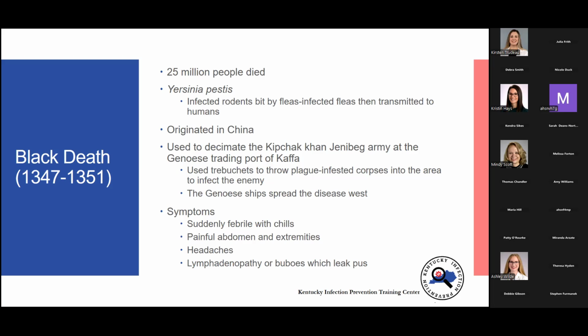So they used these trebuchets to throw plague-infested corpses into the area to infect the enemy. And then the Genoese ships spread the disease west. Some of the symptoms of this were suddenly febrile with chills, painful abdomen and extremities, headaches, lymphadenopathy, and then these buboes that leaked pus.